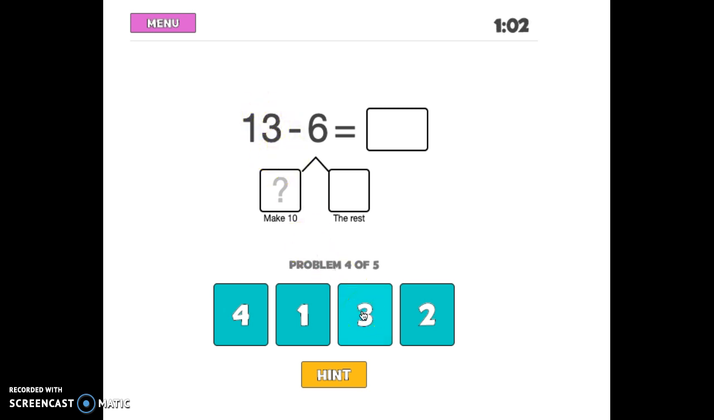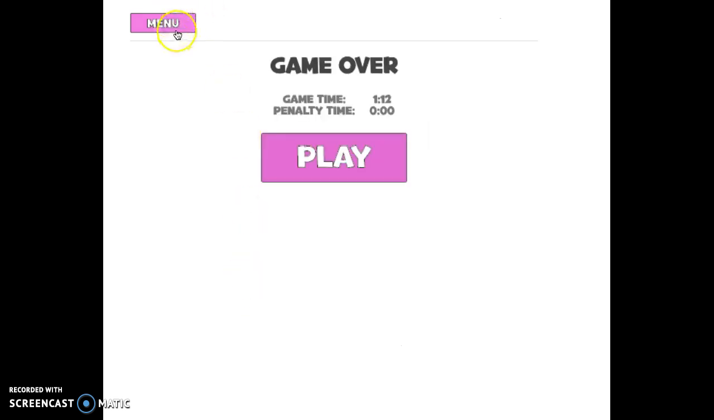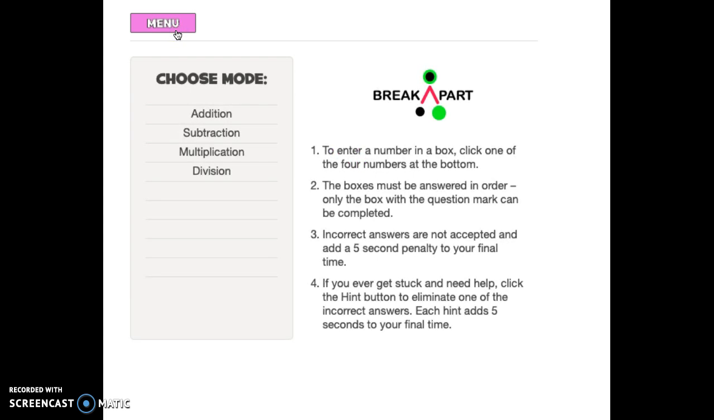13 minus what equals 10? And to break it apart, 11 minus what equals 10? And just finding the relationship between the two facts when you're trying to find 10 on your subtraction.